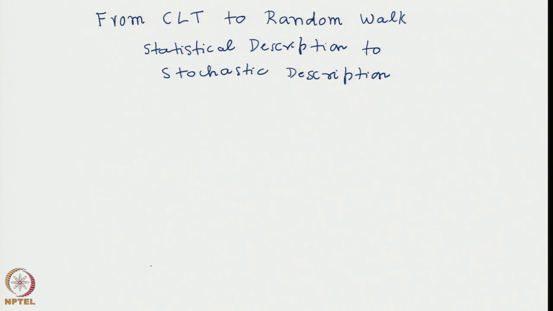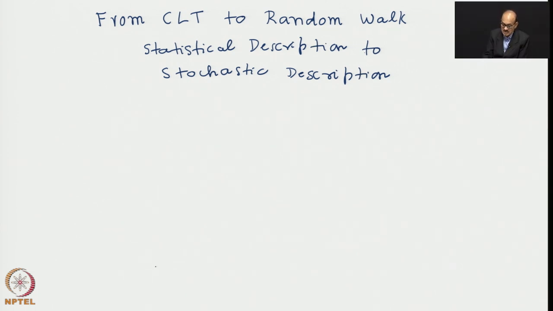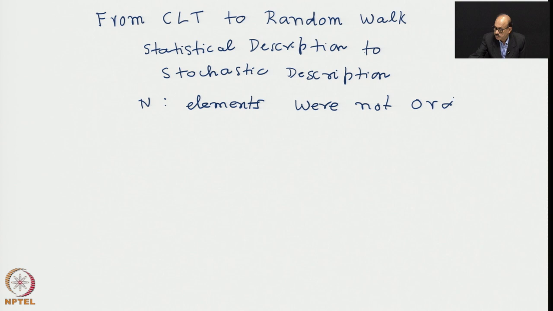So far, we discussed random processes via statistics. We discussed distributions. We discussed sampling, a sample consisting of n elements. So n, the elements in the sample, were not ordered. That is why we call it a statistical description.